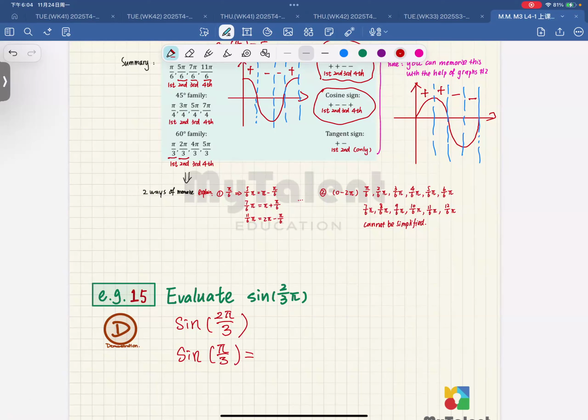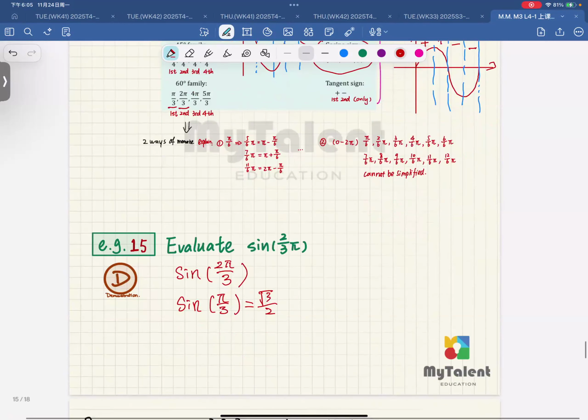Okay, we already memorized this table, in which sine pi on 3 is equal to square root 3 on 2. Okay, this is step 1.